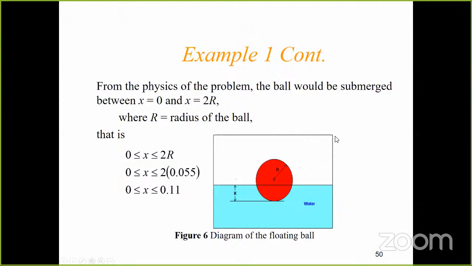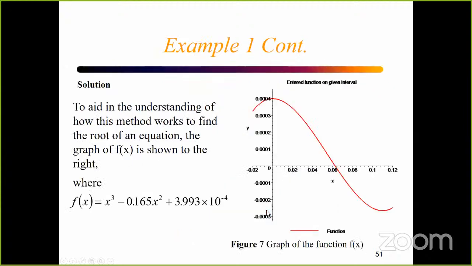If this is the case, what happens? The limit is that x can vary from 0 to 2r. With r the radius, the value of the submerged depth will lie between 0 and 0.11. If this is the case, how does one find the solution?